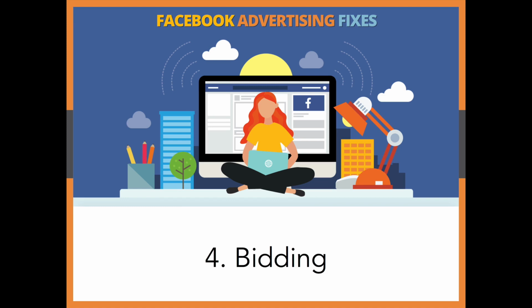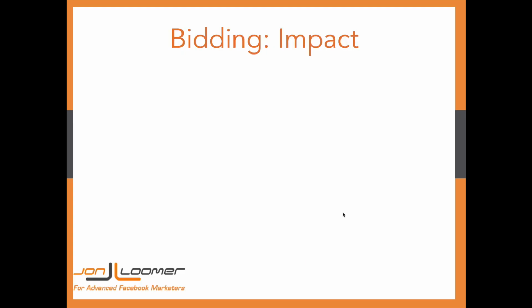The fourth factor contributing to your success is bidding. Now, we talk about organizing this in order of your control. Bidding is really for the control freaks, where you don't trust Facebook and the way Facebook optimizes, so you want to butt your head in there and put in some constraints. So let's talk a little bit about this.